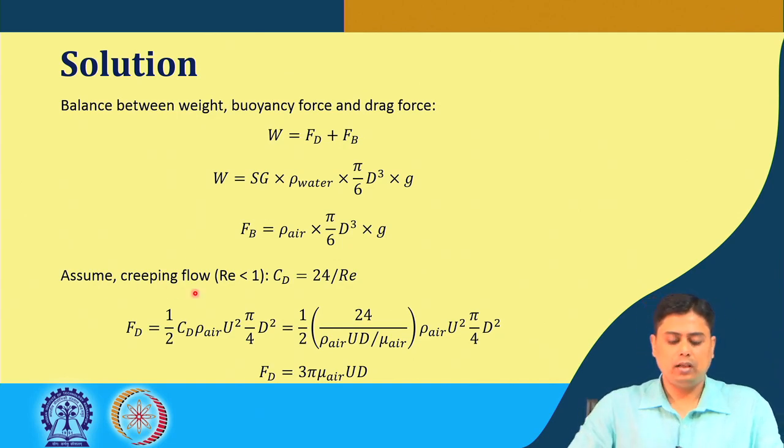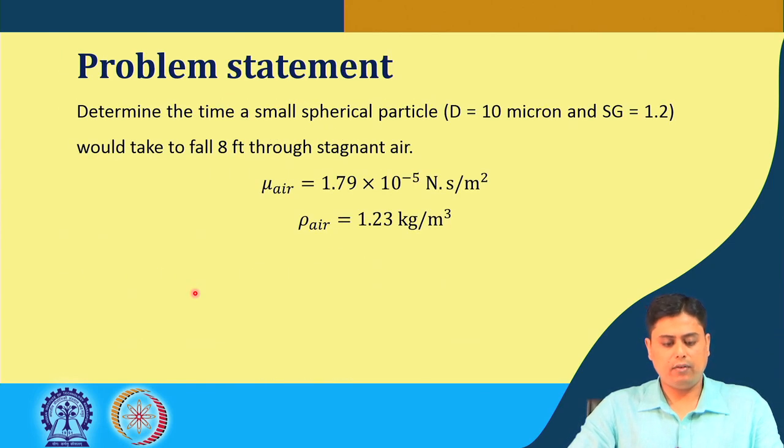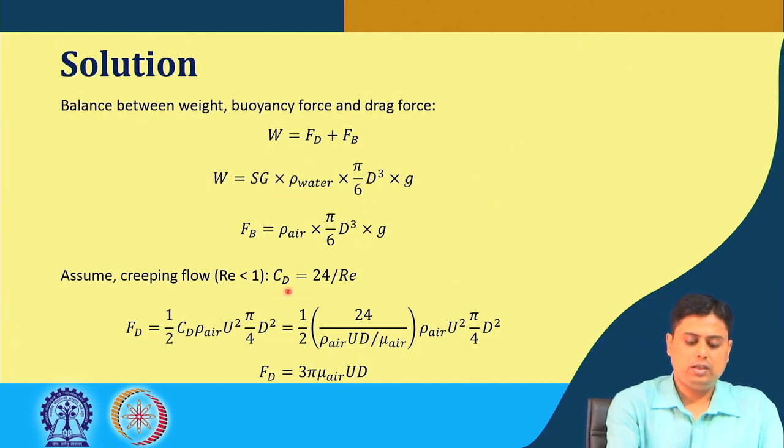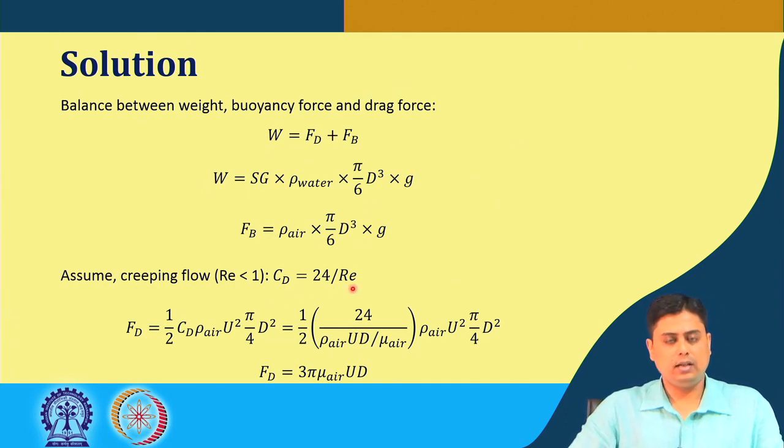And assuming creeping flow, because here we have mentioned this is stagnant air. Okay. So, let us say we assume for the time being the value of CD, the drag coefficient, to calculate the FD. We take that this is the case here.